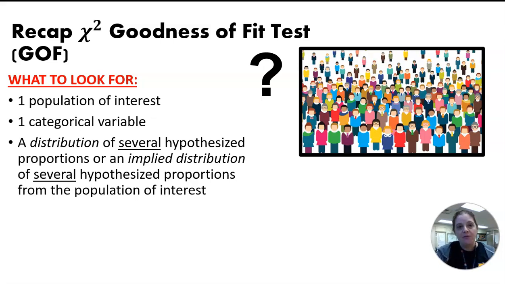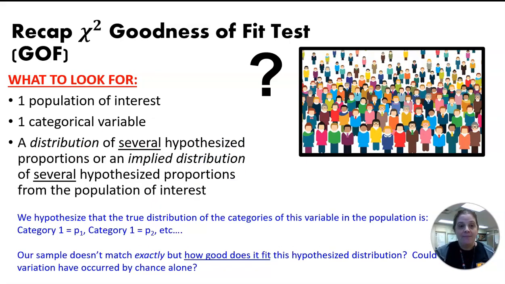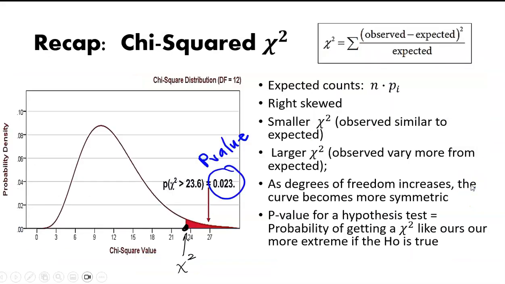So remember, on a previous episode of AP Stat, we talked about a goodness of fit test. In a goodness of fit test, you have one population of interest and one categorical variable. So you're going to reach in and take one sample from one population and ask everybody one question. And the idea is that you're looking for a distribution of several hypothesized proportions and see how your sample measures up to that. So your hypothesis is going to be, we hypothesize that the true distribution of the categorical variable is like p1 is 20%, p2 is 30%, p3 is 50%, and we're trying to see how well our sample fits this data.